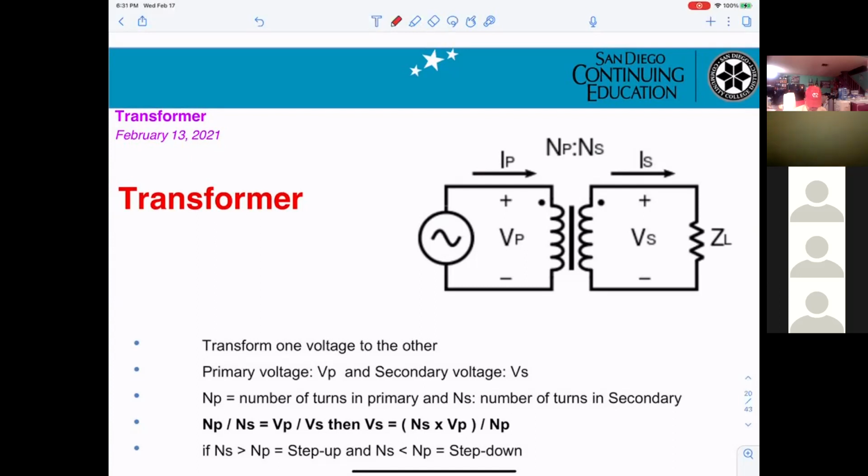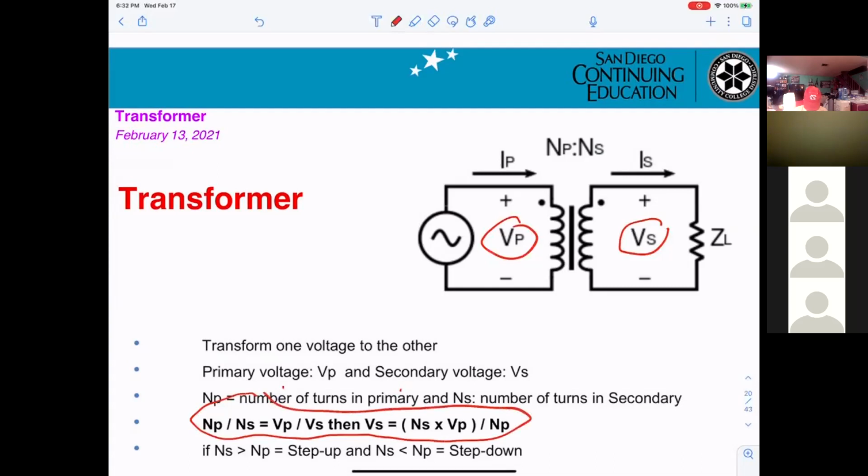Stepping up and stepping down. The VP right here, we call the primary voltage. VS here means secondary voltage. And NP is the number of turns in the primary, and NS the number of turns in the secondary. Basically, they're using wire to make a transformer. How many turns of the wire? NP for primary, NS for secondary. And this is the formula.